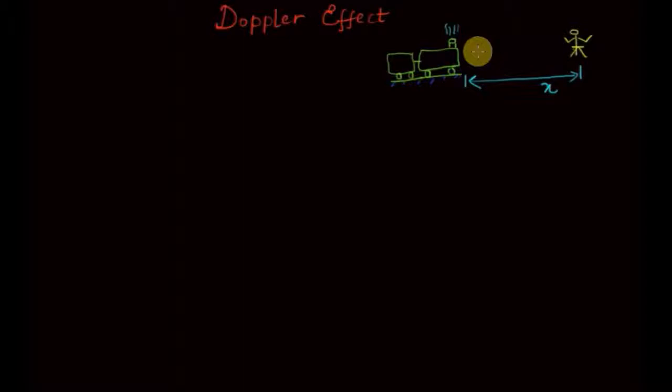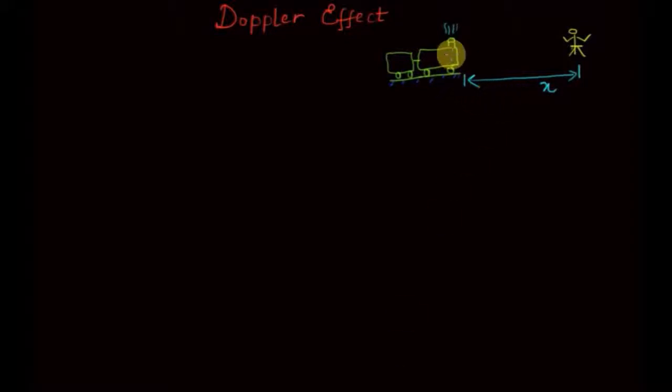However, the moment the distance between the train and the person standing on the ground starts to decrease or increase, at a constant rate or at a different rate, the frequency at which the person standing on the ground will hear the horn of the train will vary, and this phenomenon is called the Doppler effect.